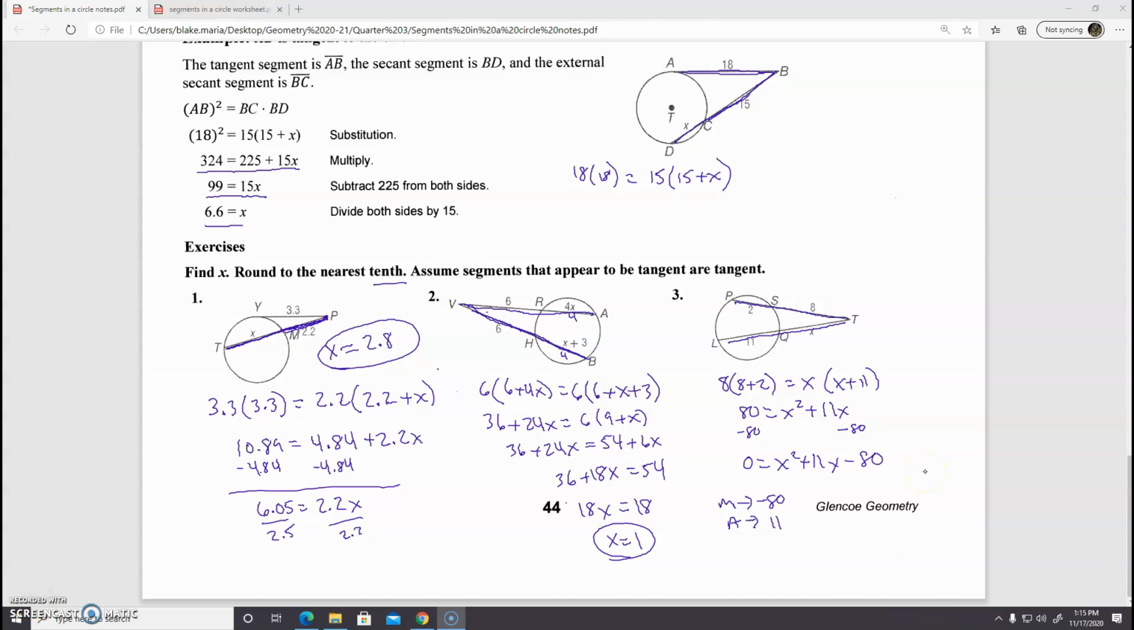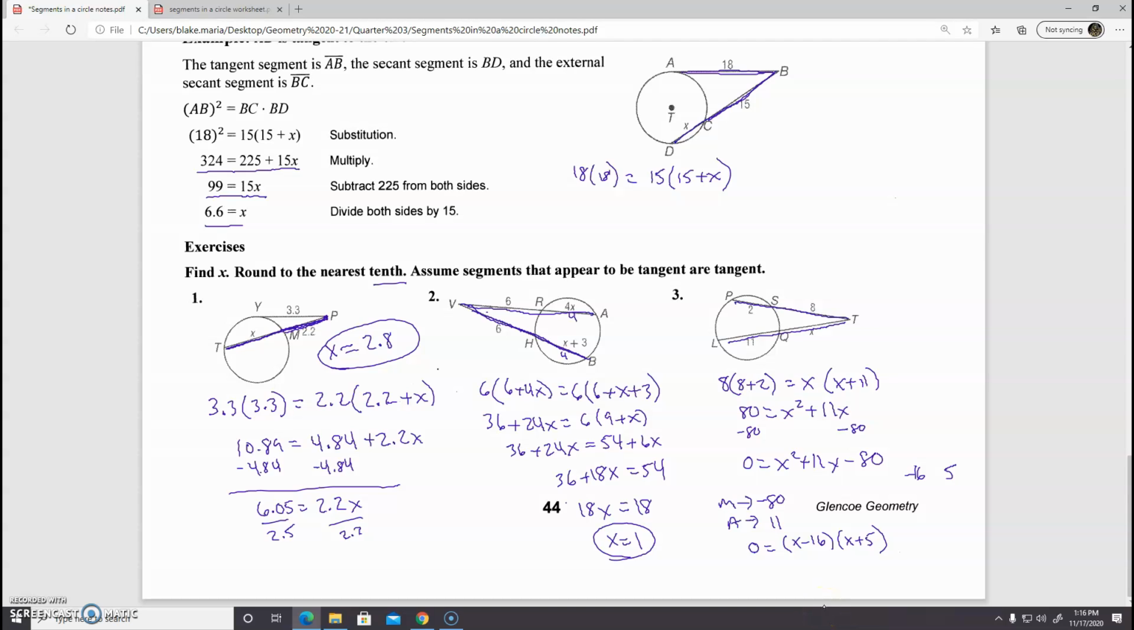So I've got negative 16 and positive 5. So if you multiply these, negative 16 times positive 5, you're going to get negative 80. And if you add these, negative 16 plus 5, you're going to get positive 11. So we're going to go ahead and factor this. So we have x minus 16 and x plus 5.